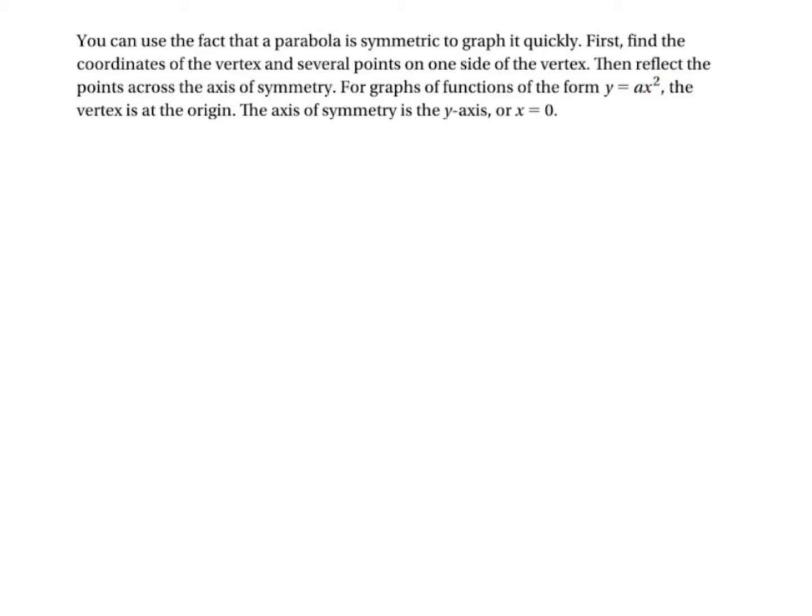0 times 0 is 0, and 0 times a, anything times 0 is 0, so whatever a is, it's going to be 0. So if you plug in 0 for x, you get 0 for y. That's going to be the vertex, okay?